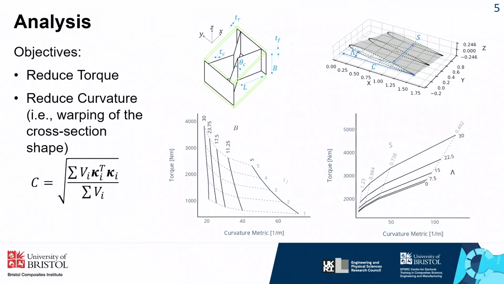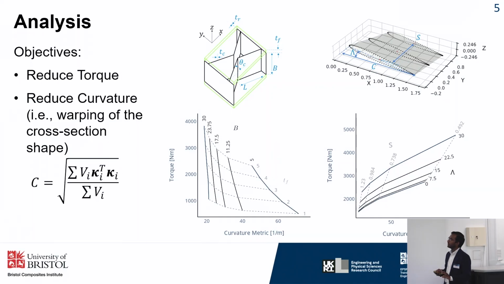So using the modeling framework we have developed, we are able to look at the torque response and the curvature response of the panel so that we can see if the panel is helping in reducing the torque and also in maintaining the cross-section shape of the fairing. And we are able to do parametric studies where we are varying different geometric properties of the panel itself and also the fairing to see what effect it has on the behavior.